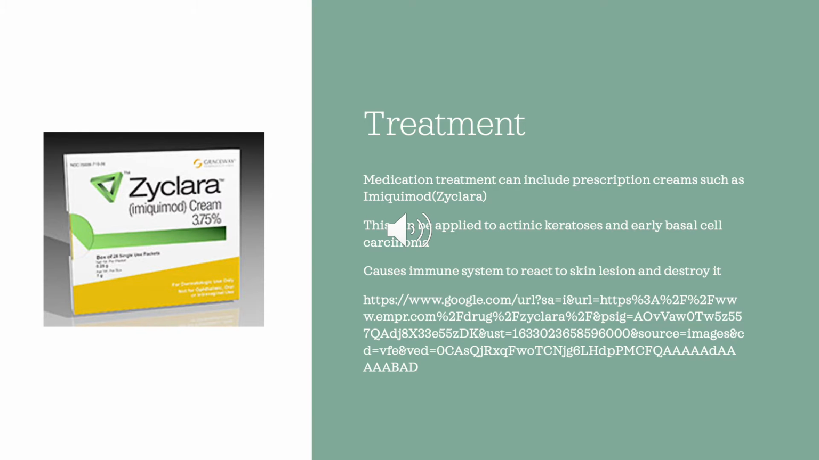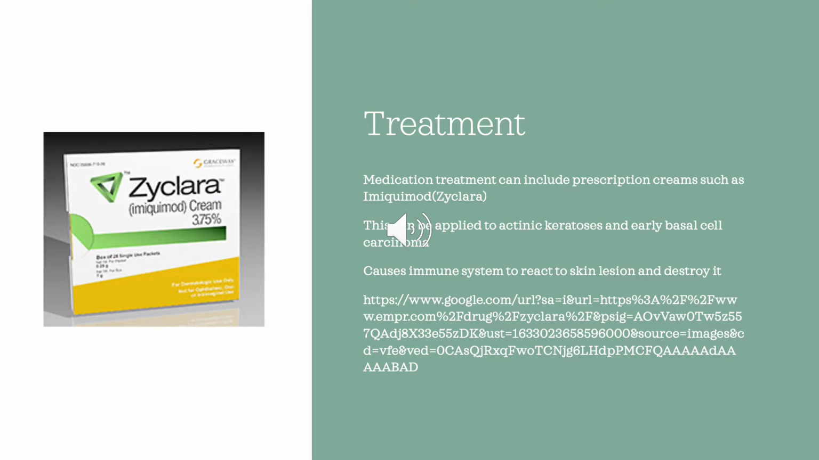So one of the forms of treatment for basal cell carcinoma is Xyclara. This is a medication treatment that can include a prescription cream. This is not the only cream or medication treatment for basal cell carcinoma. It's just one of the main ones. This can be applied to the actinic keratosis and early basal cell carcinoma.